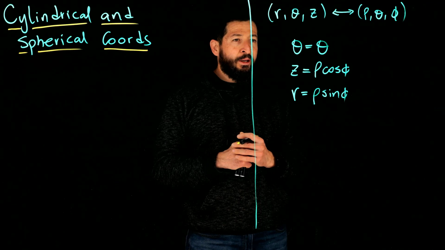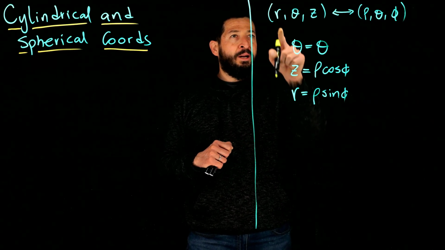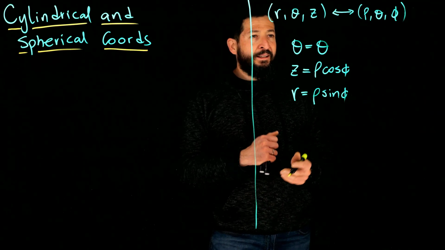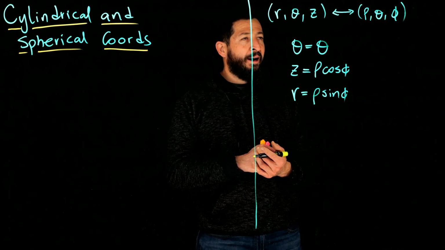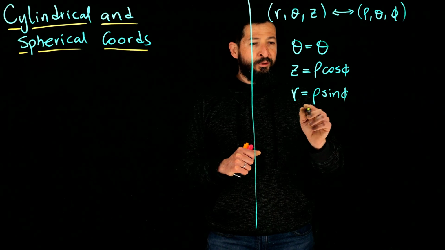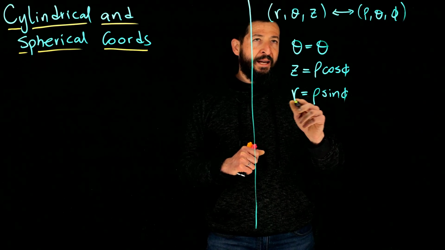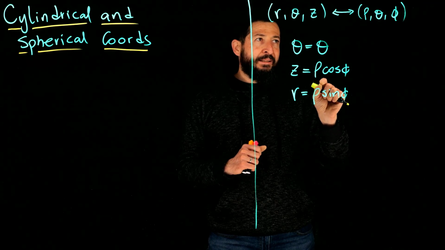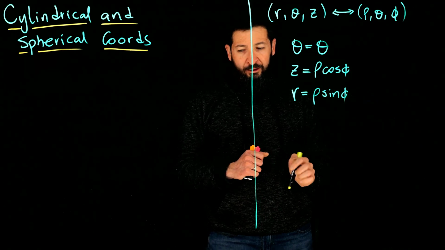So now if we want to go backwards, so what do we do? So now I want to have r, theta, and z, and I need to figure out rho. So I have to now solve in some sort of way, or obtain rho out of r. So how do you do that?